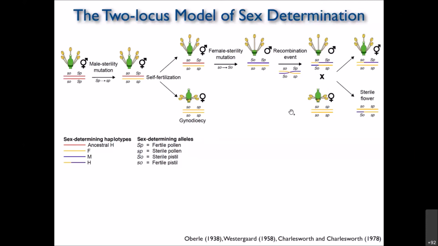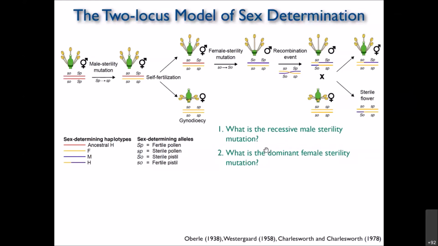So there's this long history of this model, and I wouldn't worry too much about understanding it, but I would ask that you recognize there are a few really interesting questions here. One is, what is the recessive male sterility mutation? The second is, what is the dominant female sterility mutation? And is there molecular evidence for a recombination event that would lead to reversion back to being a hermaphrodite?